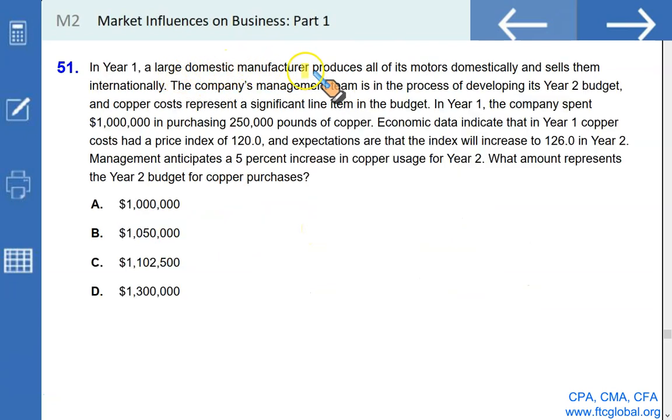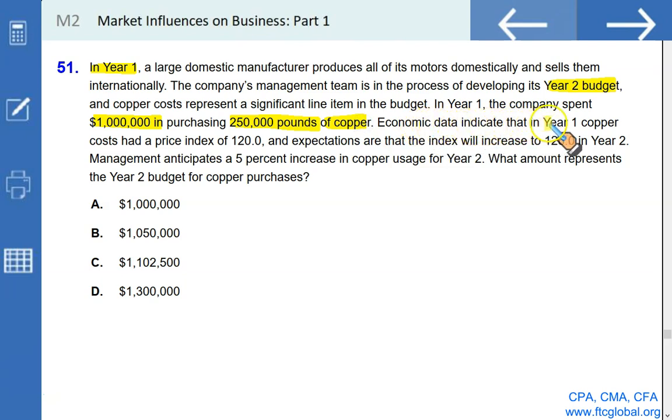A large domestic manufacturer produces all of its motors domestically and sells them internationally. The company's management team is in the process of developing its year 2 budget. Right now we're in year 1. And copper cost represents a significant line item in the budget. In year 1, the company spent $1 million in purchasing 250,000 pounds of copper.